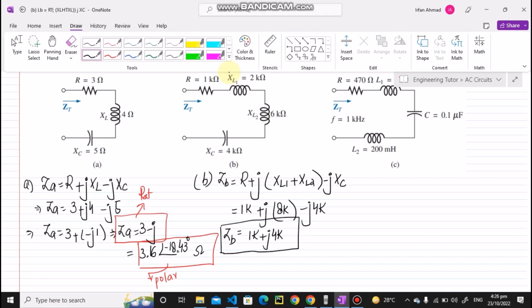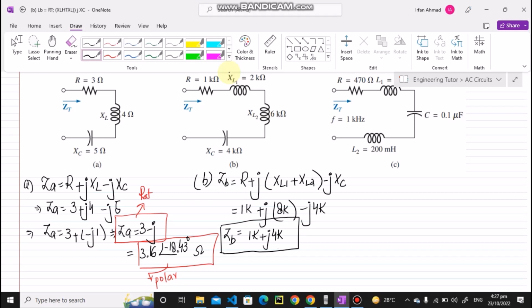Here we have the inductive reactances, we have the capacitive reactance, and we can very easily see that the nature of this circuit is now inductive because of this positive j in this impedance. The positive sign connected with this j term illustrates that the nature of our circuit is inductive.